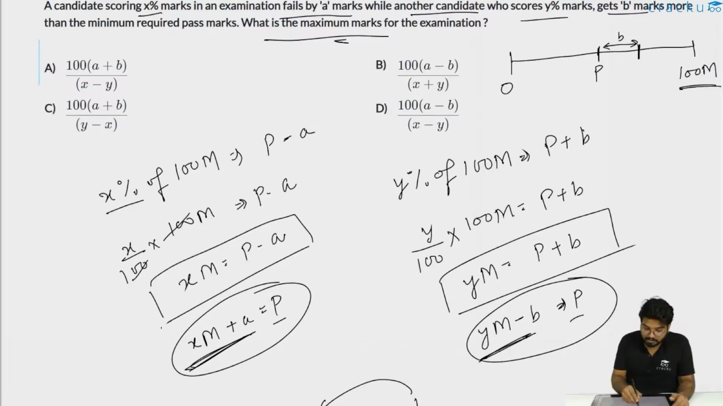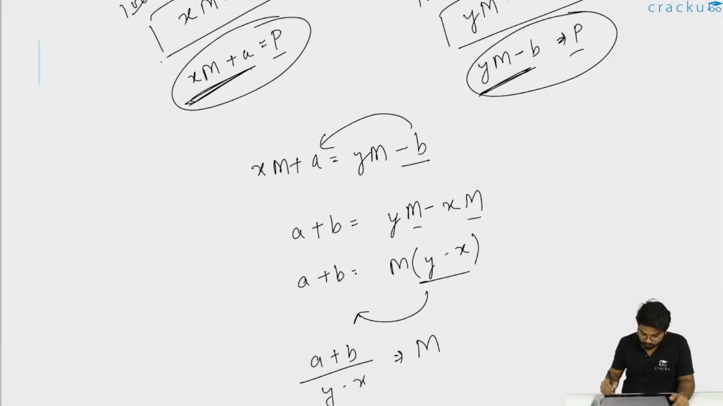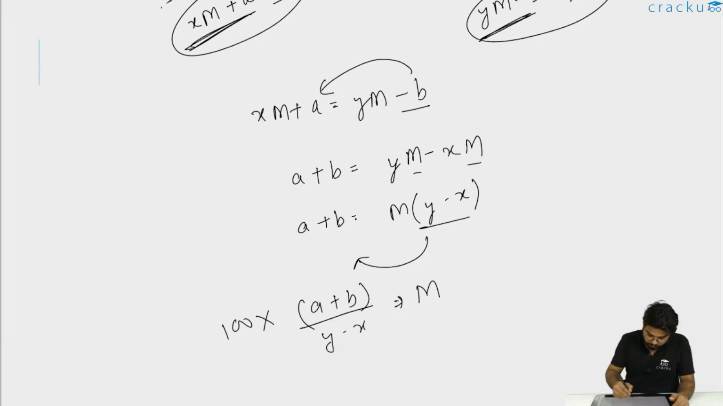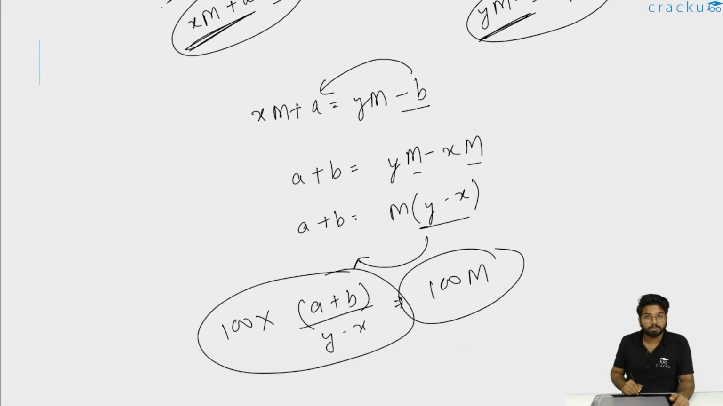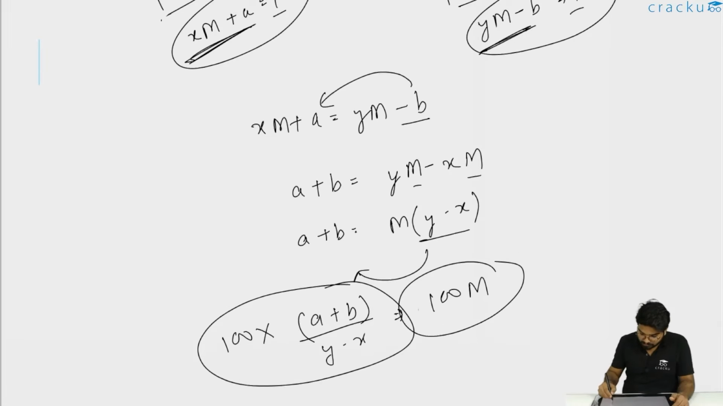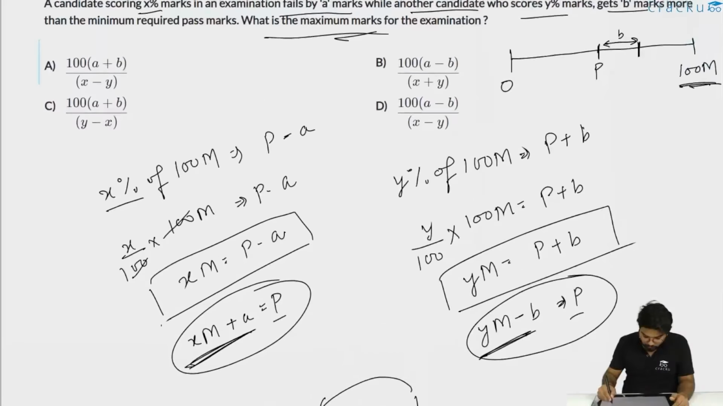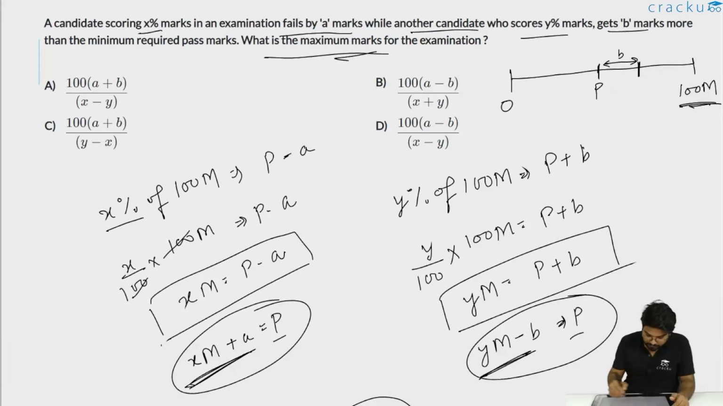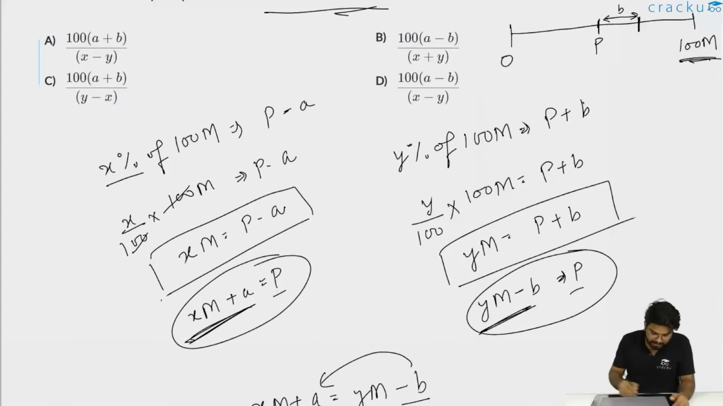We are asked the maximum marks. Maximum marks is 100m. So we will multiply 100 to both sides. That is 100 into A plus B divided by y minus x is equal to 100m. This is the maximum marks. Let's check which option has this. 100 into A plus B divided by y minus x, which is option C.